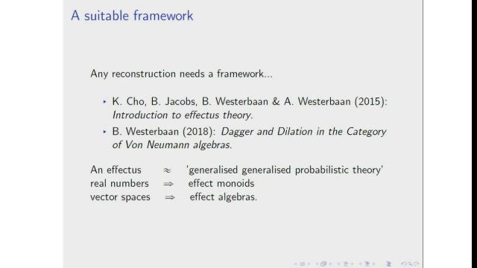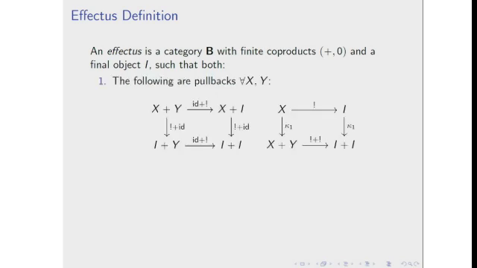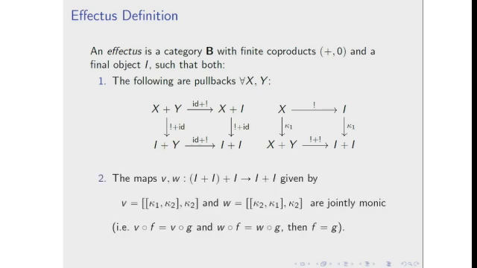An effectus is basically a generalized probabilistic theory, and generalized in the sense that instead of real numbers, you allow any effect monoid, and vector spaces are replaced by effect algebras. I'm going to explain what those things are. But first, a definition. An effectus is a category which has finite coproducts and a final object 1, such that two conditions are satisfied. The first condition is that these two diagrams are pullbacks for all objects x and y in the category. The second condition is that we have these two maps and they are jointly monic.